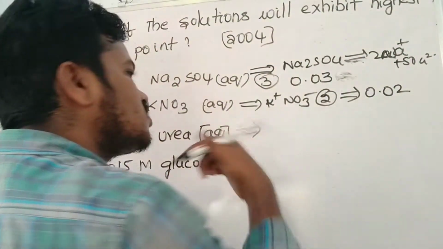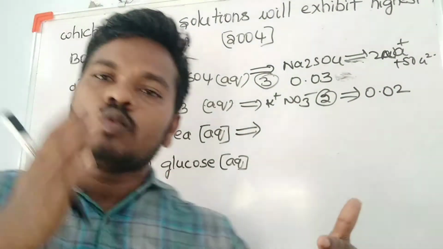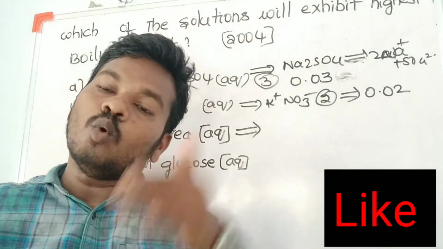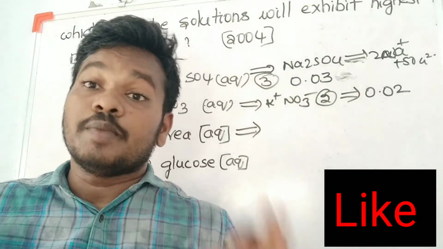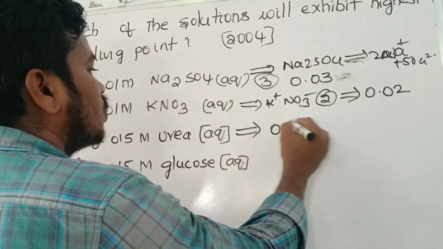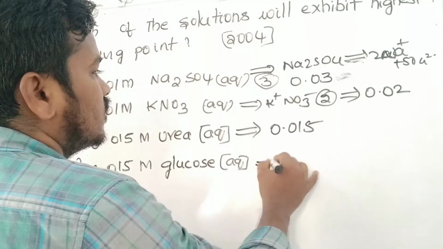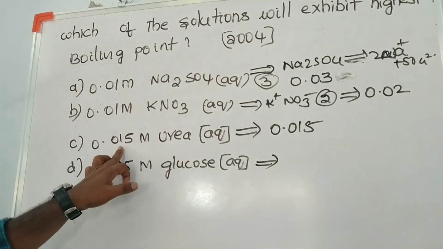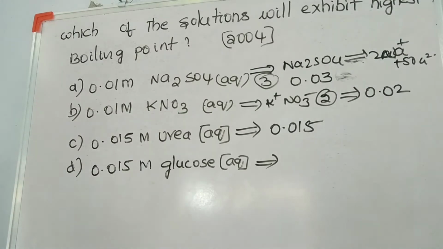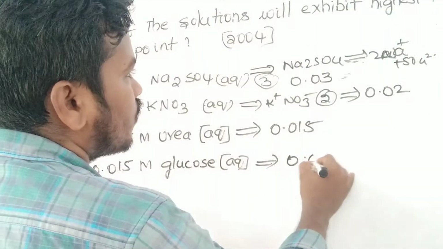Urea will not be dissociated. Whatever concentration you are taking, it will not change when you dissolve it in a solution, because it is not dissociated at all. So it will become 0.015. Next one, 0.015 it will be there. Next one, you can see glucose also 0.015.